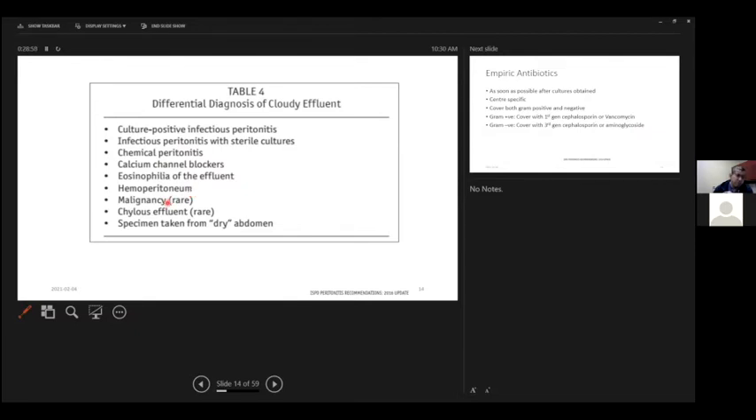Then you've got malignancy, chylous effluent, and then if the specimen was taken from a dry abdomen, that means if the patient had not done a PD for a day, and you suddenly send a sample, the first sample that you do, and it shows high cell counts, that is a dry abdomen specimen. Don't make your diagnosis on that particular sample, okay?